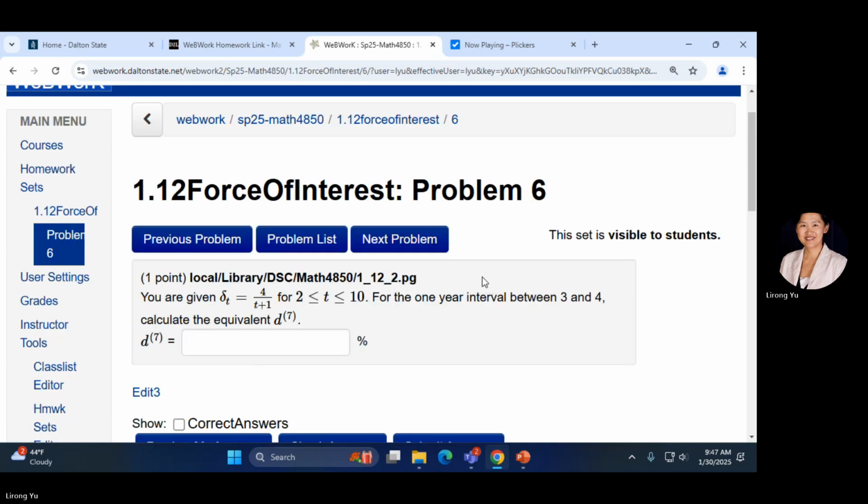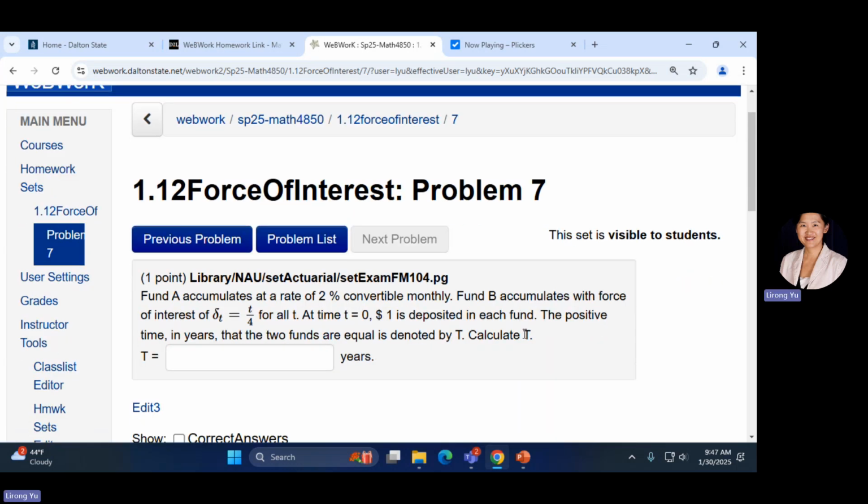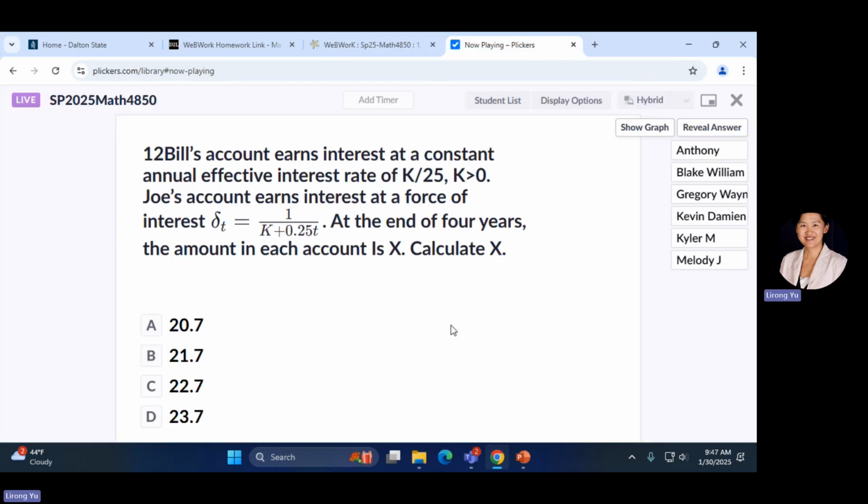All right, so we're going to try one. Here I have a bigger question I'm hoping to practice with us. Bill's account earns interest at a constant annual effective interest rate of K over 12. So we seem to know the annual effective interest rate, which we actually don't. There's an unknown constant K in there. Joe's account earns interest at a force of interest of delta t equal to 1 over K plus 0.25t. At the end of 4 years, the amount in each account is X. Calculate X.